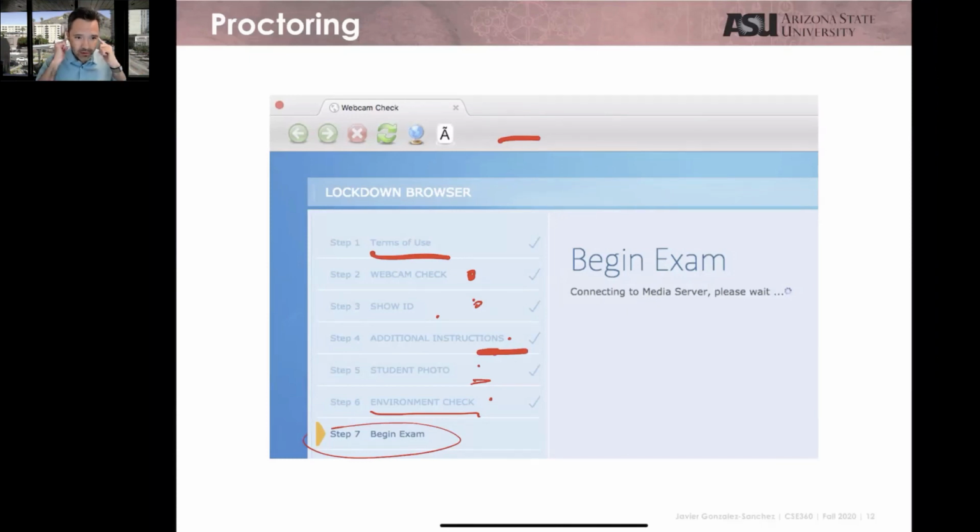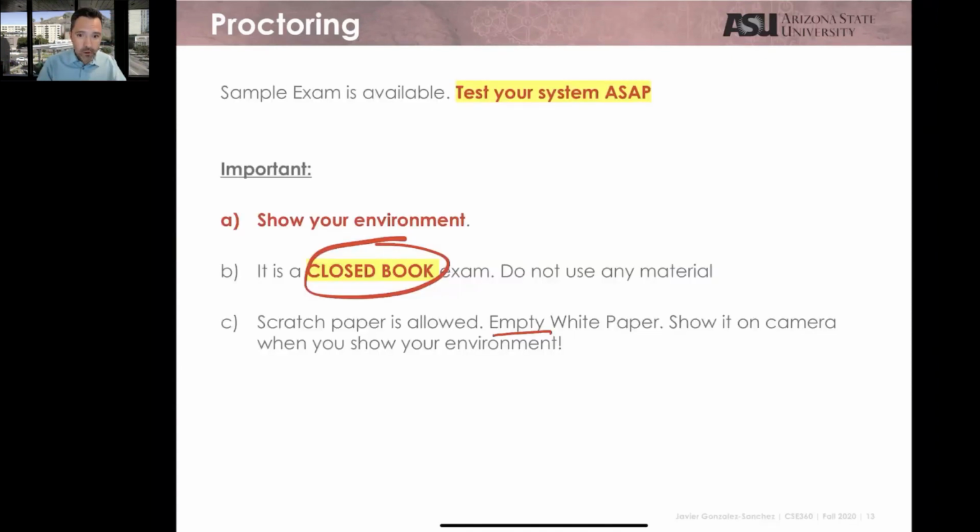And again, do not forget to remove whatever you have here. No communication things, no cell phones, no calculators, no electronic devices near you. And if possible, a space in which you are not talking with someone else or there is no one else that suddenly appears in the video. Okay, so closed book, no notes, you can use paper, that is fine. Showing your environment, very, very important.